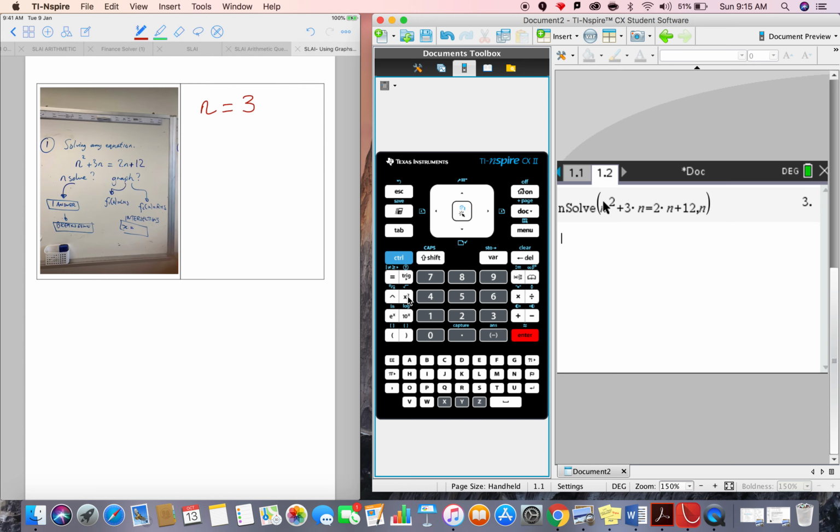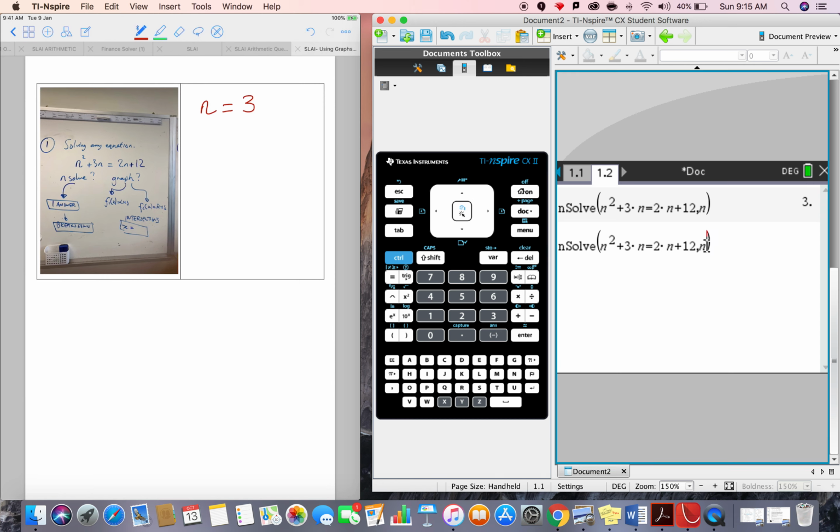Let's go back and get Nsolve again, bring it down. Now, when you just type in solve for n, it searches and gives you the closest answer to 0, but you can tell Nsolve to search between certain values. So I'm going to now put an extra comma, and I'm going to put 3.1, comma 100. So it's searching now not for the closest value to 0, but between 3.1 and 100. And look, there's no more solutions.